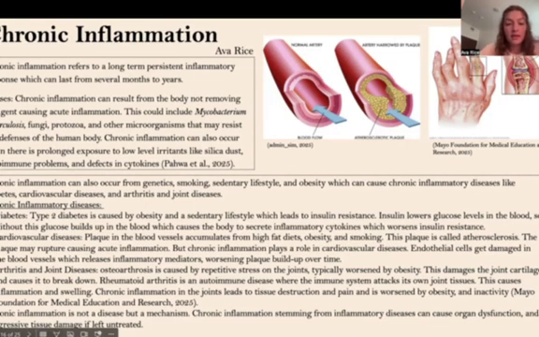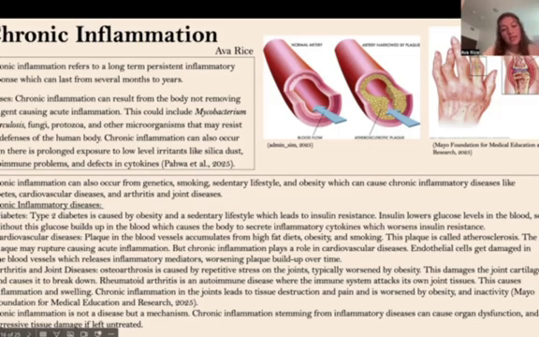The first one I'll be talking about is diabetes. Type 2 diabetes is caused by obesity or a sedentary lifestyle, which leads to insulin resistance. Insulin lowers glucose levels in the blood, so without this, glucose builds up in the blood, which causes the body to secrete inflammatory cytokines, which worsens insulin resistance.